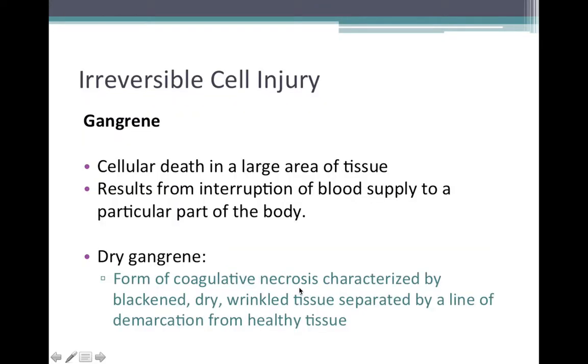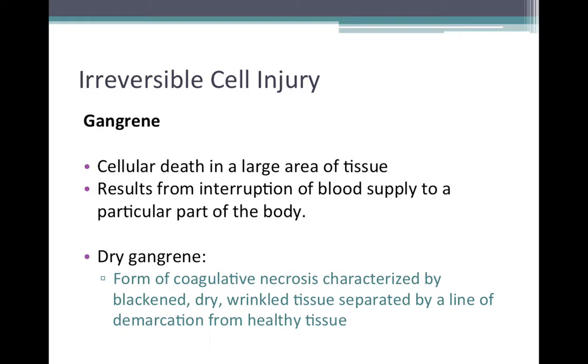Now, gangrene is also a form of irreversible cell injury. And gangrene can basically occur when we have cellular death in large areas of tissue. Now, it results from interruption of blood supply to tissue. So we're talking about a form of coagulative necrosis or ischemia. But there's different types of gangrene.